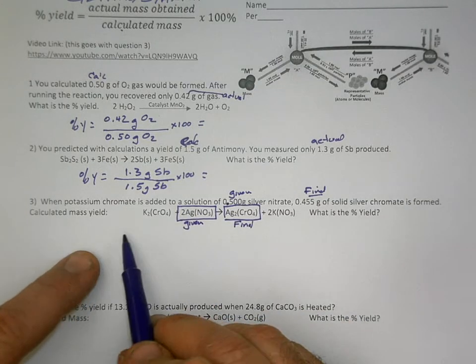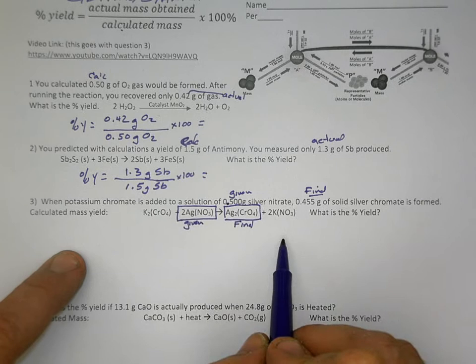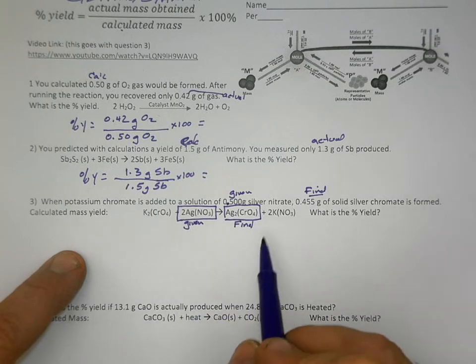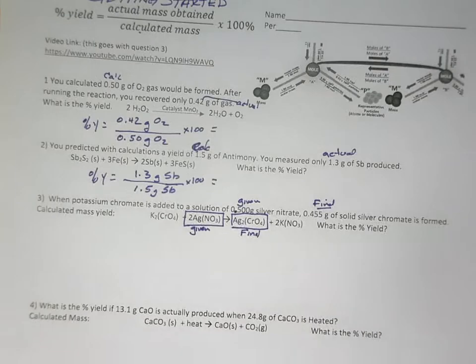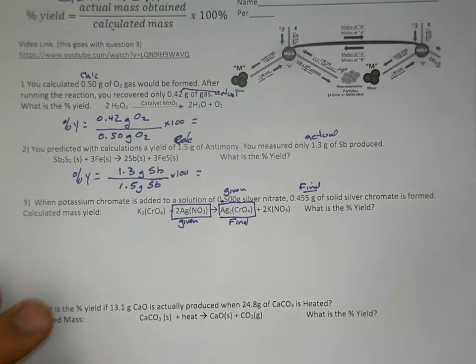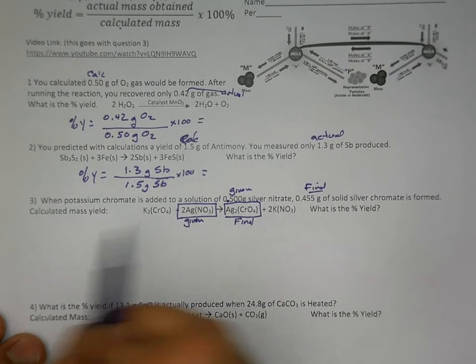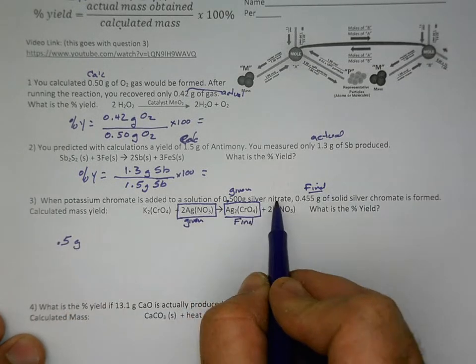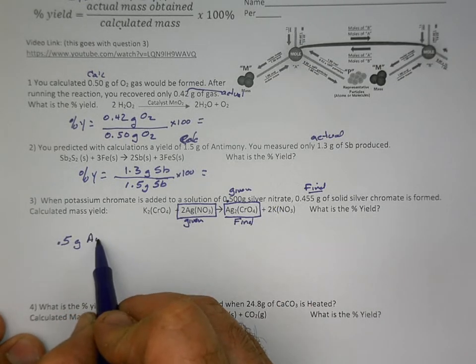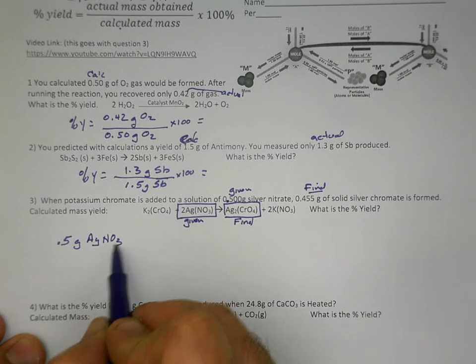So we're going to have to first do a full stoichiometry calculation to figure out what the calculated amount is, and then we're going to use that as our denominator. So our given in this problem is going to be 0.5 grams silver nitrate, AgNO3. That's our given.